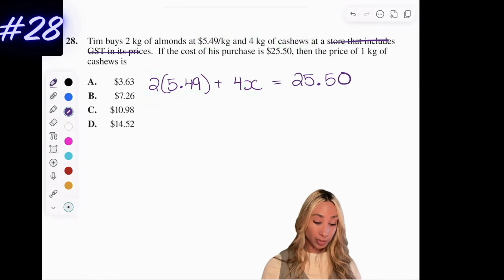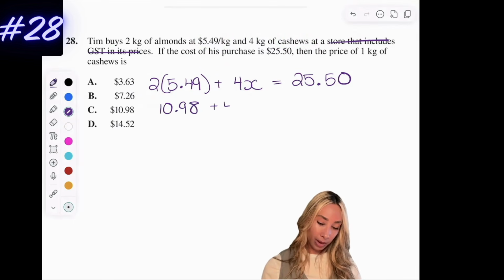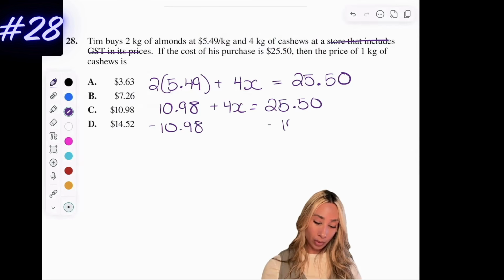So what we need to do is actually just solve this. So 2 times $5.49 is going to be $10.98 plus 4x is equal to the final price. And then I'm going to subtract that from both sides because our goal is to get x alone, x representing the price per kilogram of cashews.